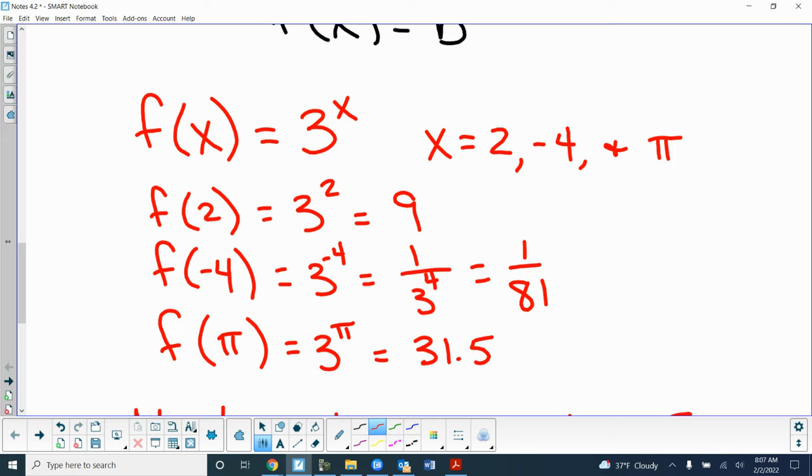So on those types of problems, you're just substituting the number in for x and putting it in your calculator. So it's all substitution stuff.